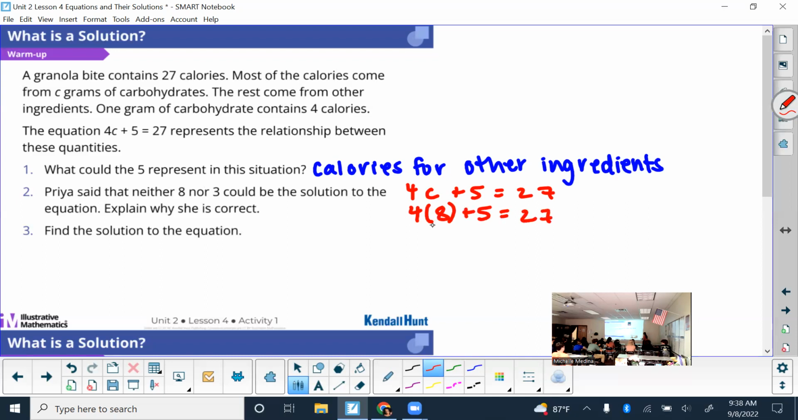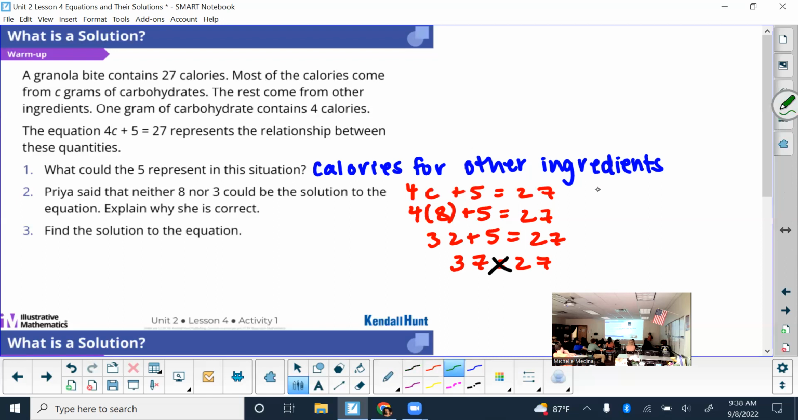Because what's 4 times 8? And then when you add 5, that would only make it bigger. It's already too big. 32 plus 5 is. Does that equal 27? No. So definitely cannot be 8.